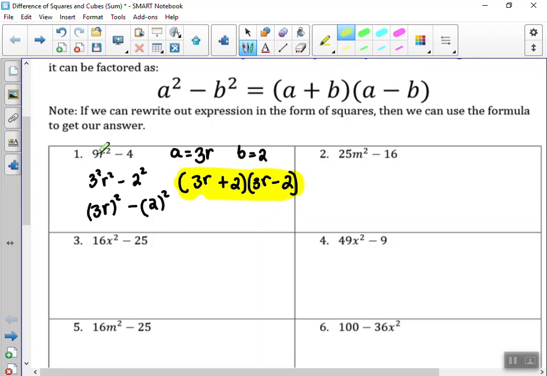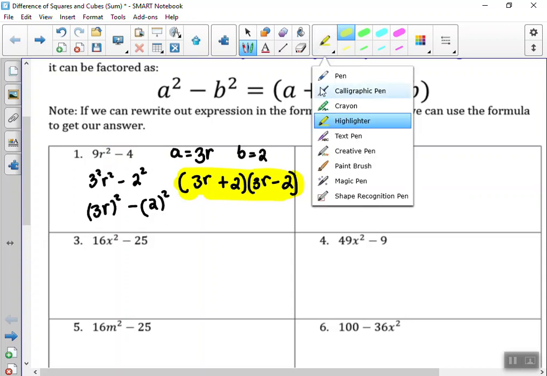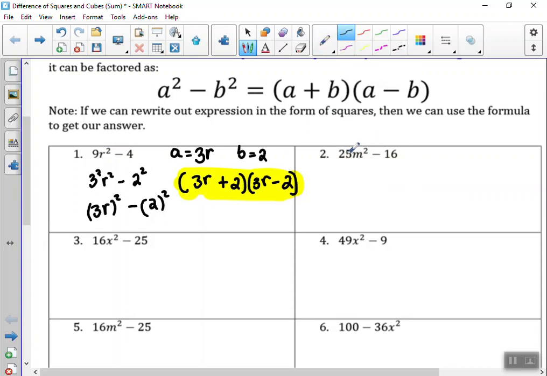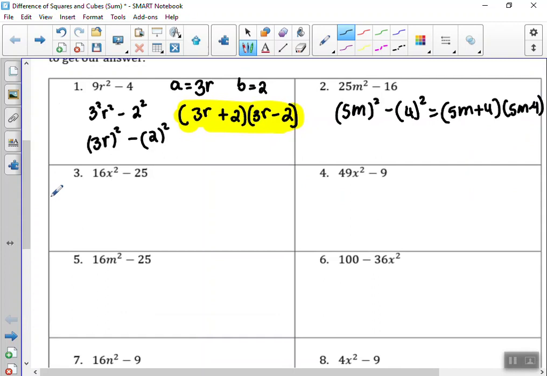Okay. So let me try one more. So over here, 25m squared. What's the square root of 25? 5. So this would be (5m) squared. What is the square root of 16? 4. So this is 4 squared. So which means that I can just rewrite this as 5m plus 4, 5m minus 4. Okay?